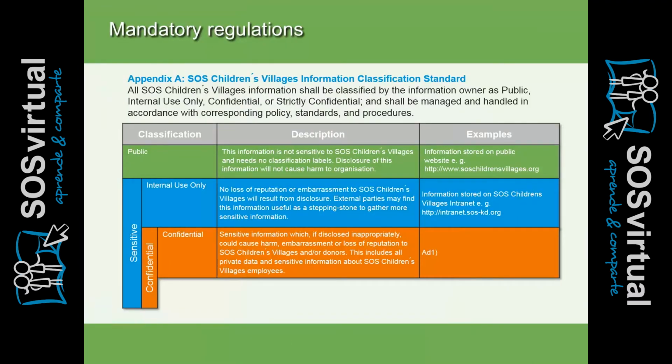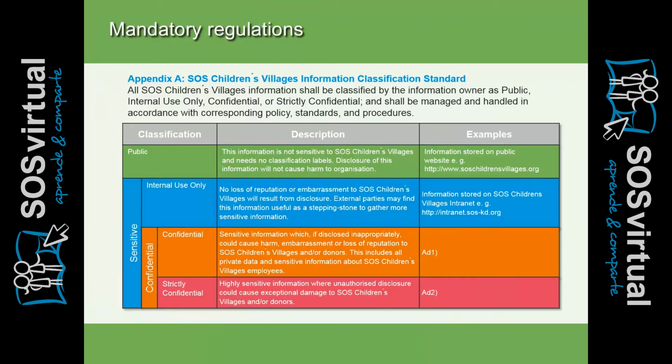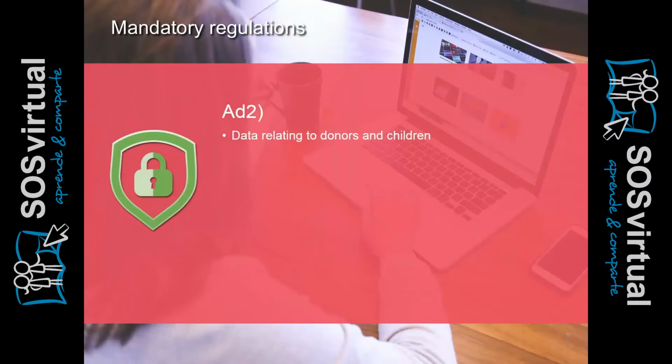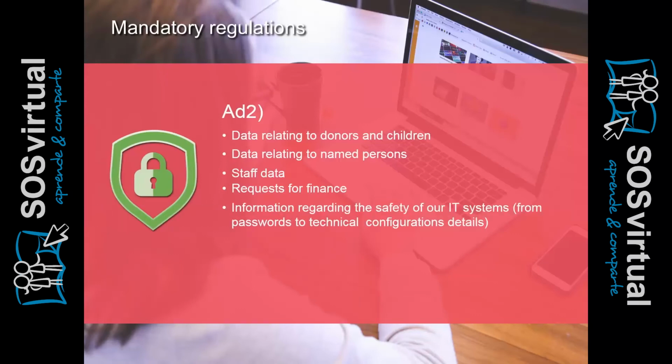The last is strictly confidential information. In this case, the unauthorized disclosure of this type of information could cause great and exceptional damage to SOS Children's Villages, its partners, or donors. As examples, we have data related to donors, program participants, children, adolescents, and youths. Also, data related to named persons, personnel data, requests for financing, or information about the security of our ICT systems. This can refer to passwords or other configuration details.